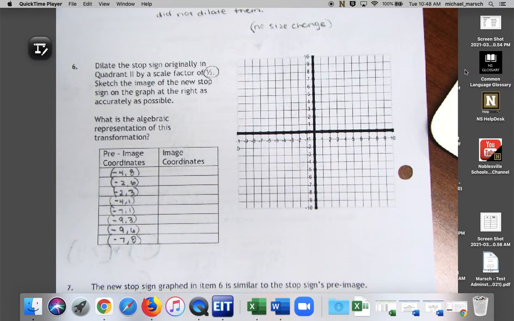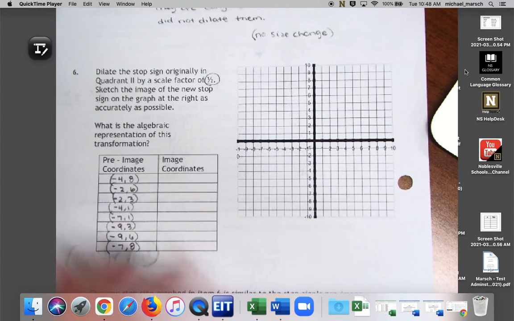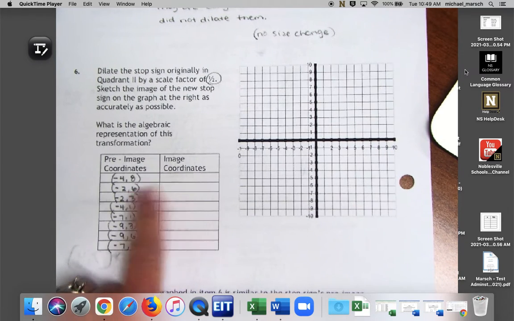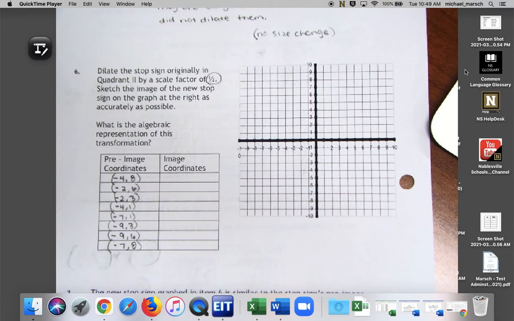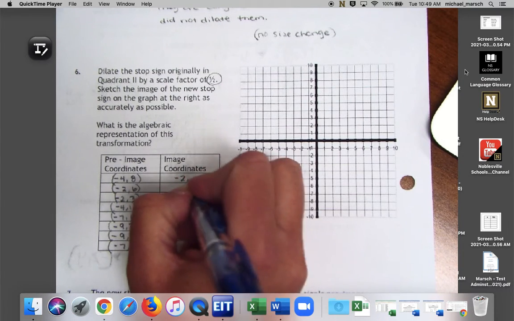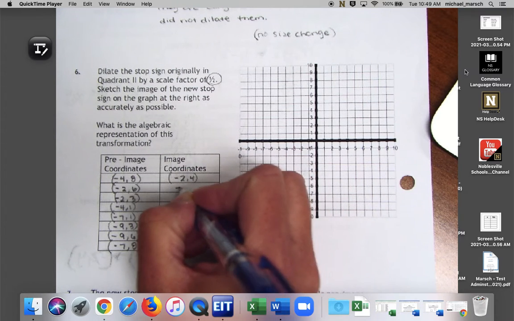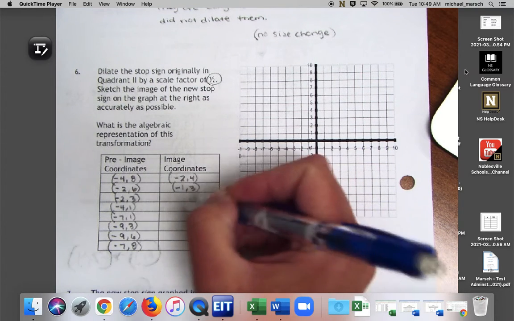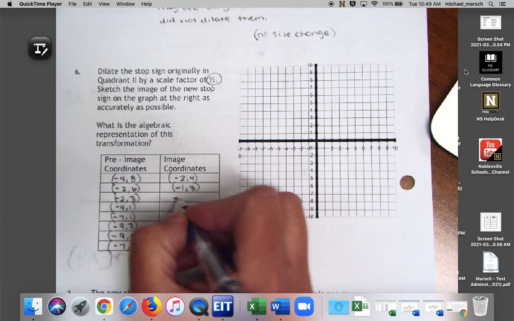So we're going to dilate them by a scale factor of 1/2. So does the positive or negative change when we dilate? They don't change at all. All we're changing is the value of the number when we dilate them, right? So what will my image coordinate be for this first point? -2, 4. Then I would have -1, 3, because I'm taking half of these pre-images.